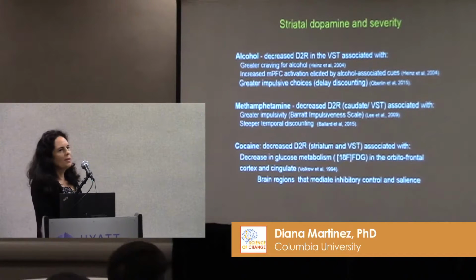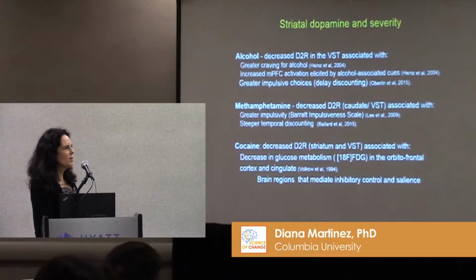And with respect to cocaine dependence, Nora Volkow has shown on a number of occasions that decreased D2 receptors correlates with lower, I won't say impaired, but lower glucose metabolism in the orbital frontal cortex, cingulate and medial prefrontal cortex, regions of the brain that mediate inhibitory control and salience.